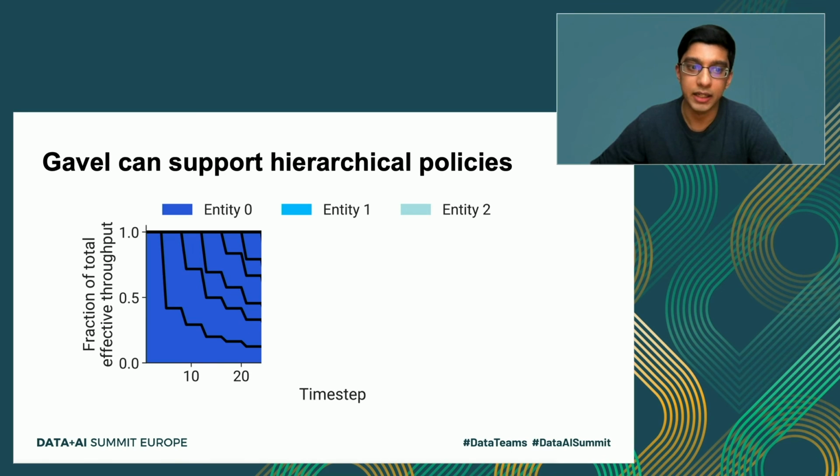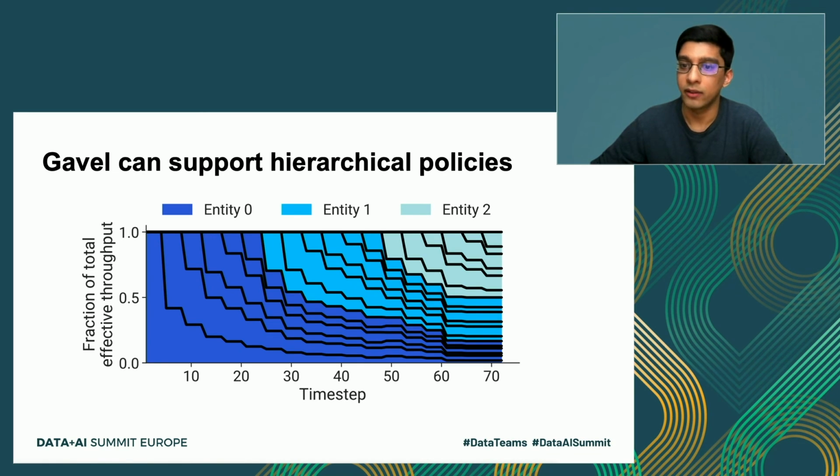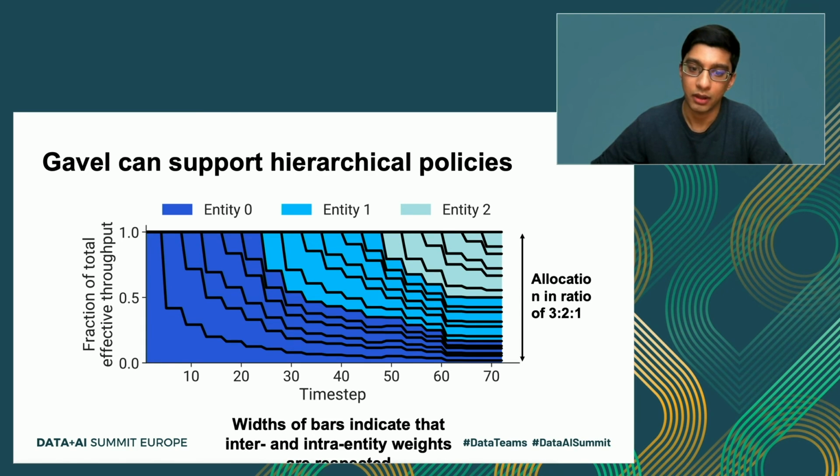So what we're showing here is the fraction of total effective throughput achieved by each entity. And as we start adding jobs for the second entity, we'll see that the total amount of resources that entity 1 has received is twice the allocation of entity 0, which is what we expected. And now if we add all the jobs from entity 2, we'll see that the allocation is in the ratio of 3 to 2 to 1, which matches up with the weights we gave each entity. And the width of the bars indicates that both the inter- and intra-entity weights are respected.